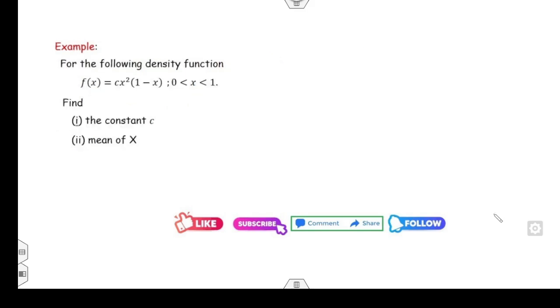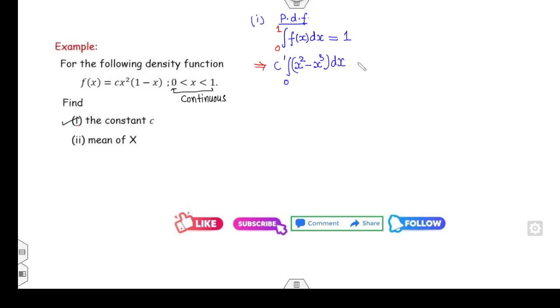Look at the second example. For the following density function, again you can see this random variable is continuous. Then your target in the first part is to find the constant c. How can you find the constant? By the definition of the probability density function, the integration of f(x) into dx must be 1. Now your domain is 0 to 1. So can you integrate them? I can take c outside. Then f(x), if I open the bracket, it is x square minus x cube into dx, which is equal to 1. So can you find the value of c?